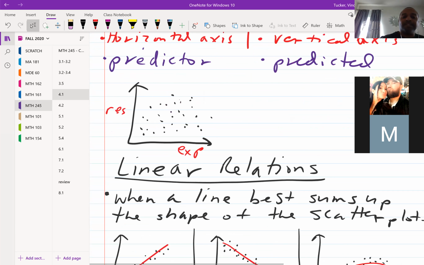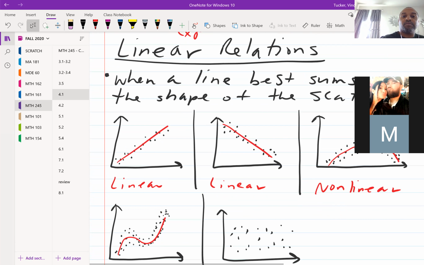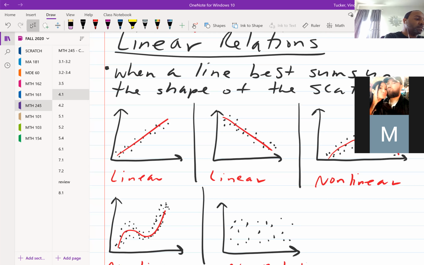Yes, sounds good. In real life, unless you're an engineer or something, when would we use graphing? I'll give you an application or just a simple example. Basically, when you're doing it in statistics, you're doing it to either compare data or to show people a trend or a pattern, which is what we're about to look at now: your linear relationships, when a line best sums up the shape of the scatter plot.